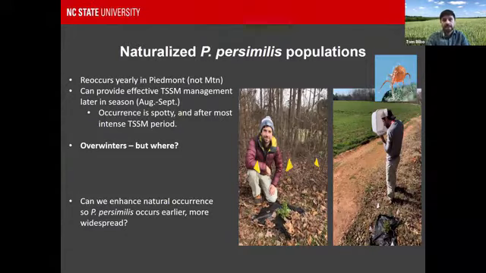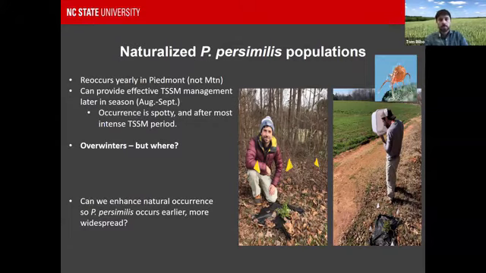So like Jim said, we have these naturalized Persimilis populations that they reoccur yearly in the Piedmont and down in the coast as well, but not up in the mountains. And they can do a pretty good job, but it's spotty, and sometimes they show up too late to do much.